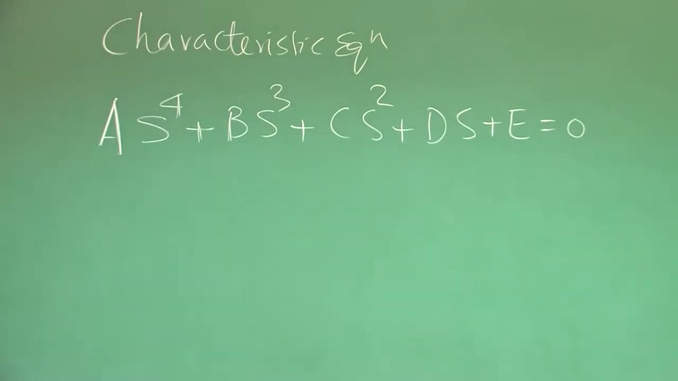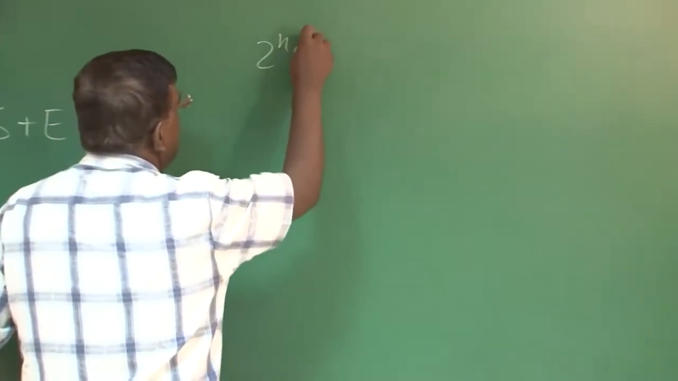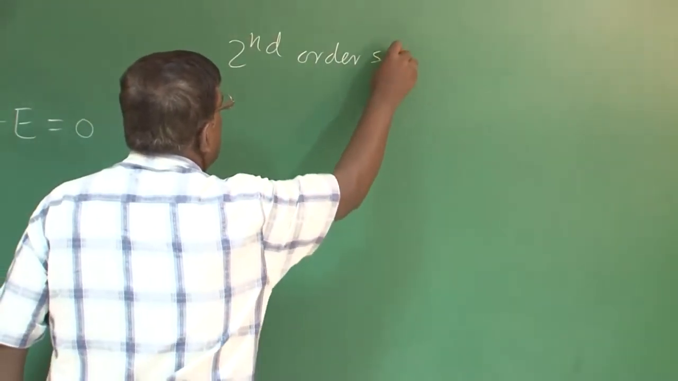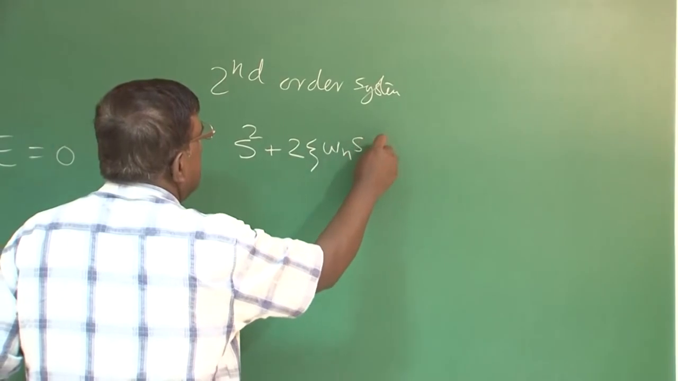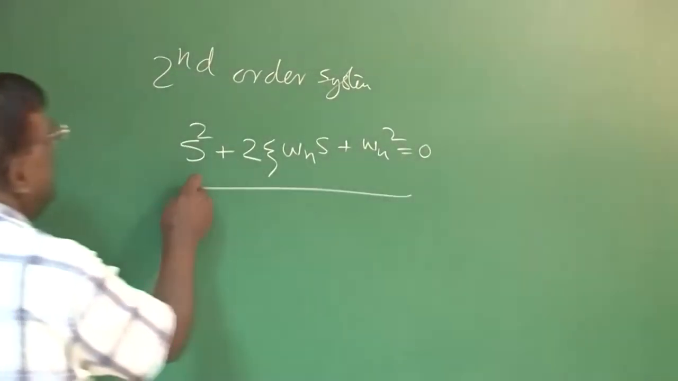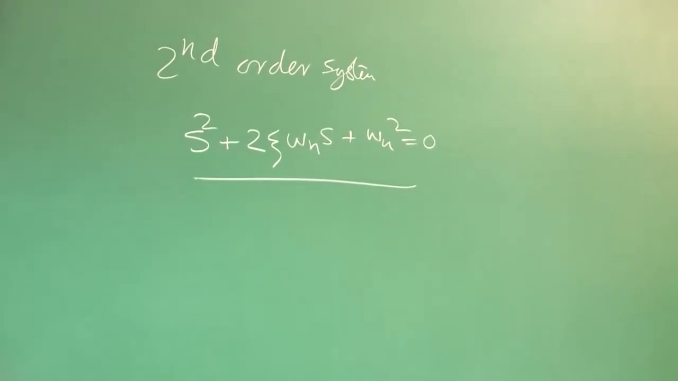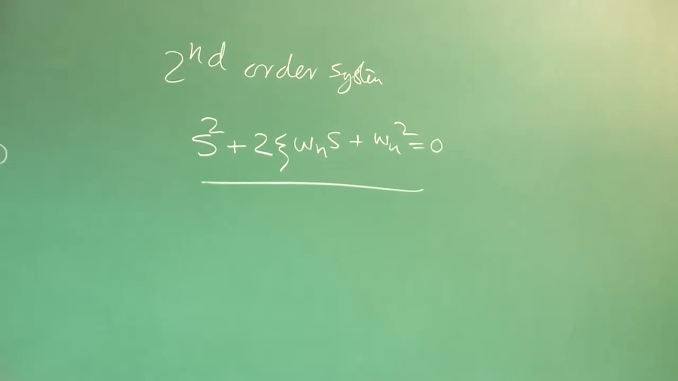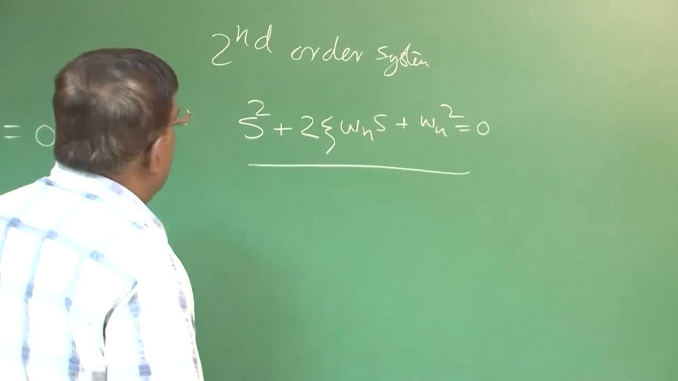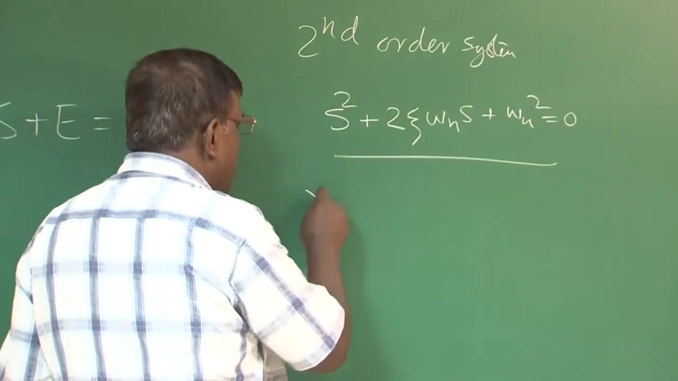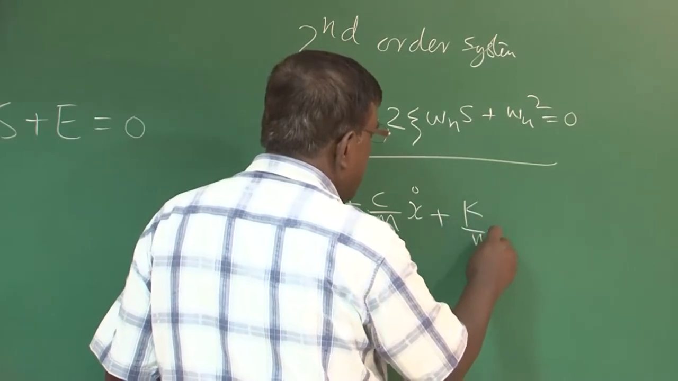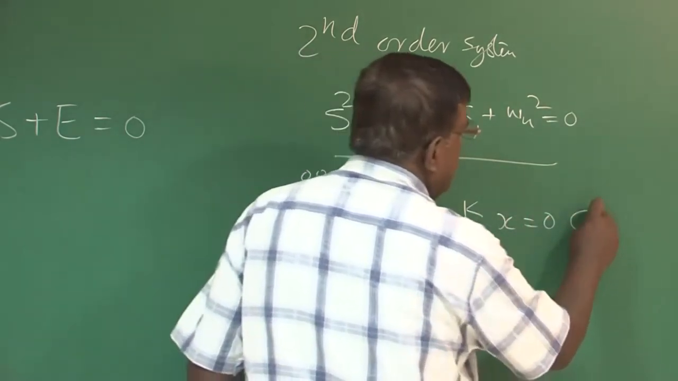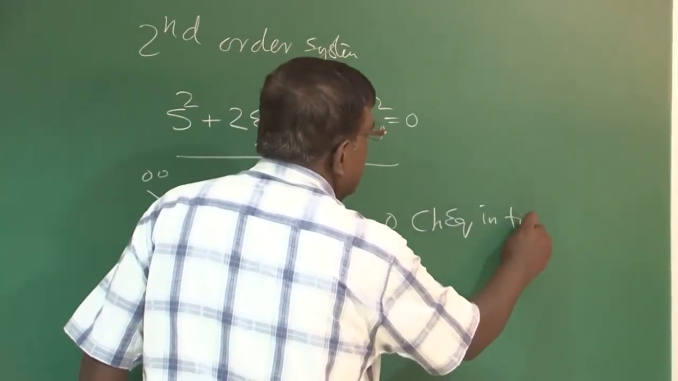Before we go to the next part of our lecture, let us understand what we are doing. If I take you back to the second order system, the mass spring damper system, remember we had an equation of the form s^2 + 2ζωn s + ωn^2 = 0, and we wanted to find the damping ratio and natural frequency. If I go one step backward, the equation was of the form x double dot + (c/m) x dot + (k/m) x = 0, the characteristic equation in time domain.